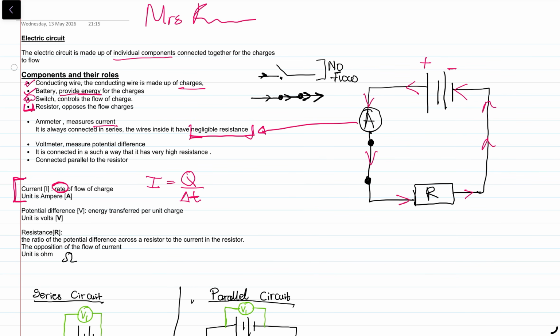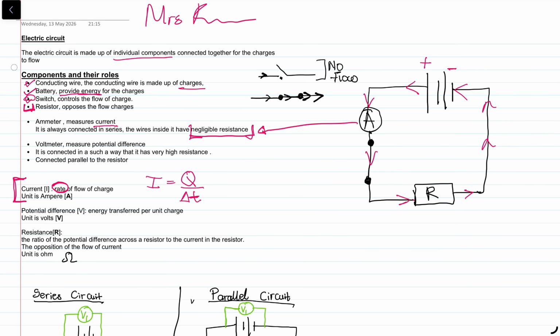So remember the resistance is negligible, meaning that the charges, as they are passing through here, won't experience any opposition as opposed to when they are passing through a resistor. As we said, the resistor is there to oppose the flow of charges. So your charges are gonna flow here. The moment they reach the resistor, they experience an obstacle. I like to say that the resistor is like an obstacle along the way.